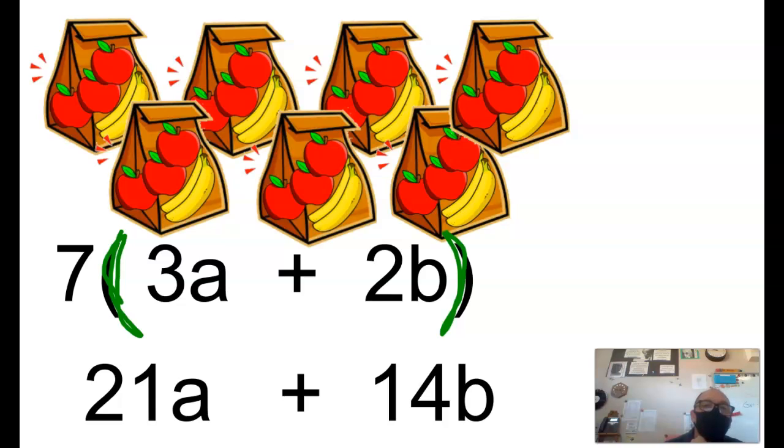Let me pull out my red pen here. I'm multiplying the 7 times that 3. And we make this little loop like this. And I'm multiplying the 7 times the 2. That's where I got my 14 bananas.